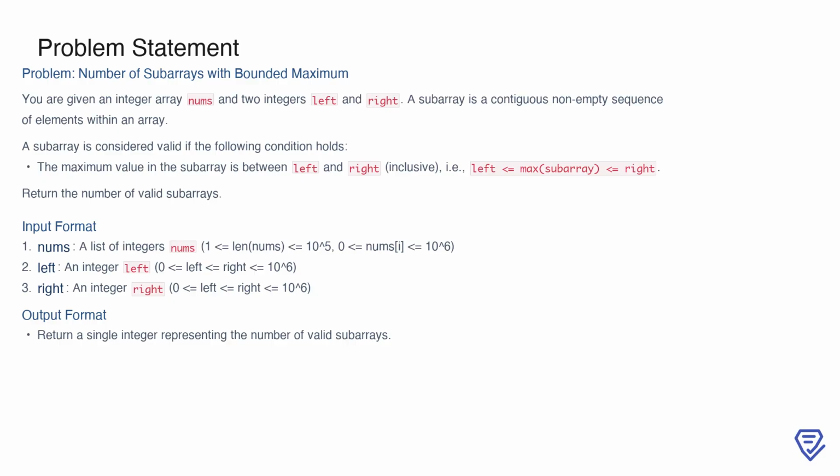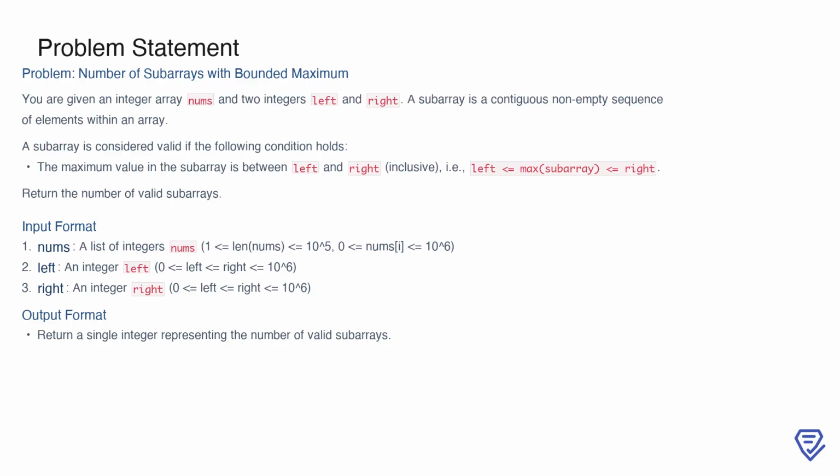nums. A subarray is simply a contiguous sequence of elements from the array. To determine if a subarray is valid, we check if its maximum value lies within the given bounds left and right, inclusive. So, the maximum value of the subarray must satisfy the condition left <= max(subarray) <= right. Our goal is to count how many such valid subarrays exist in the input array.